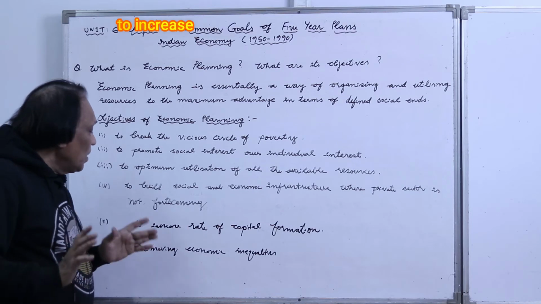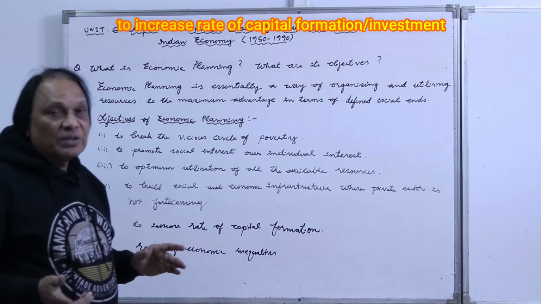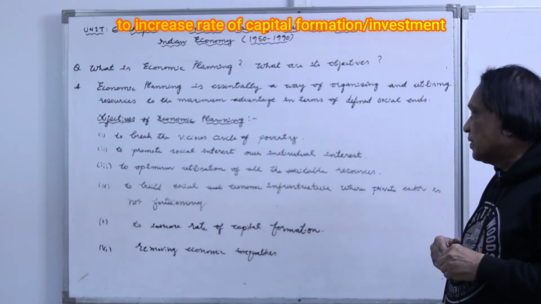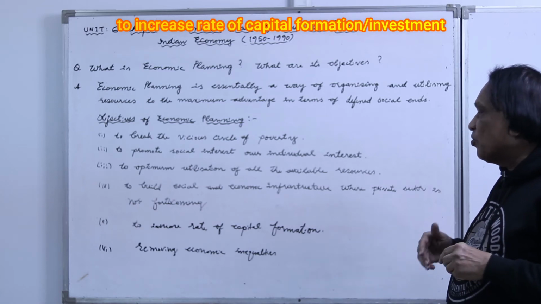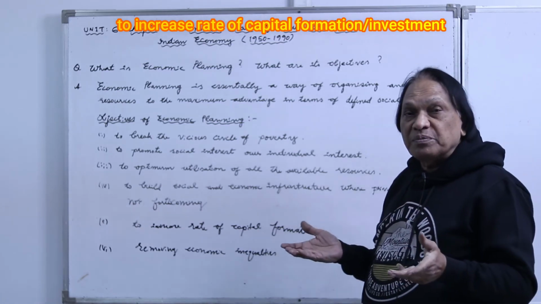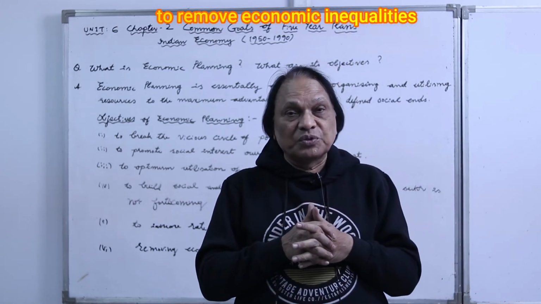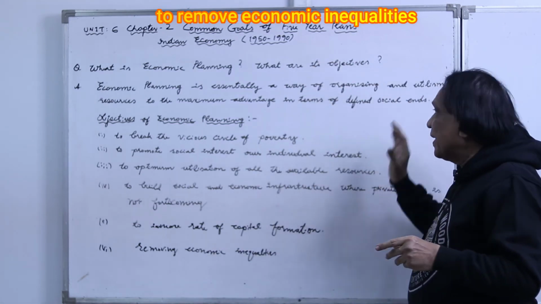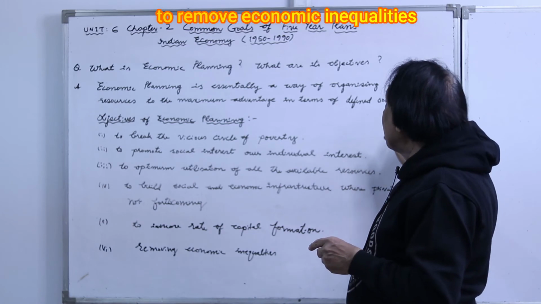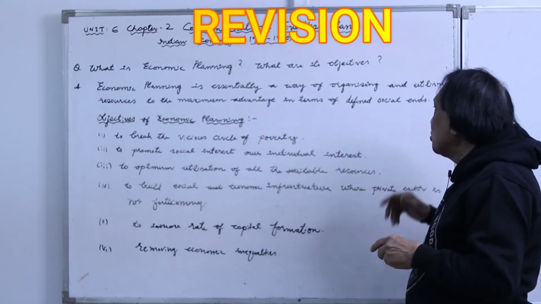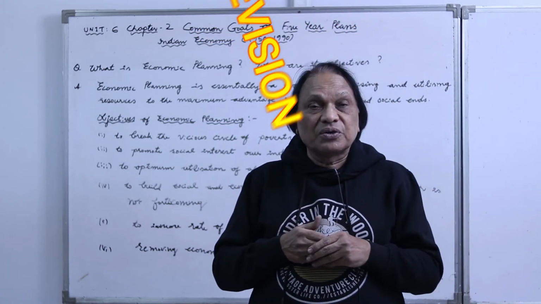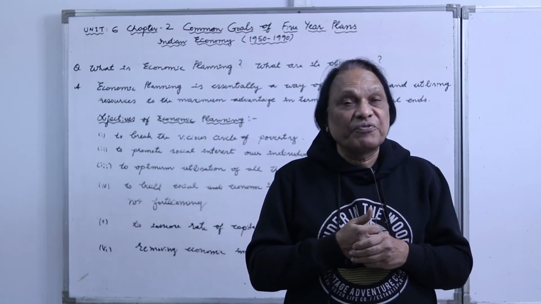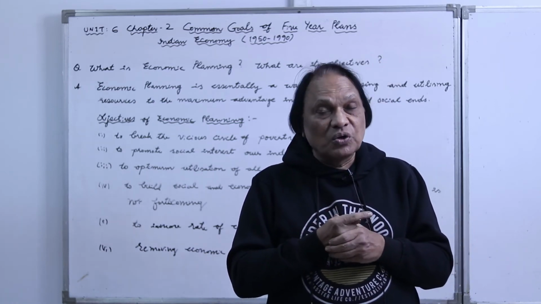The next one, you have to increase the rate of capital formation. That's investment in the economy, to increase investments in the economy, and to remove inequalities of income. Not rich becoming richer and the poor becoming poorer. The economy cannot develop. So what exactly is economic planning? Economic planning means organizing and utilizing the resources to maximum advantage in terms of defined social goals, right? Okay, that's economic planning. So organizing and utilizing resources to fulfill our ends or the goals we planned.